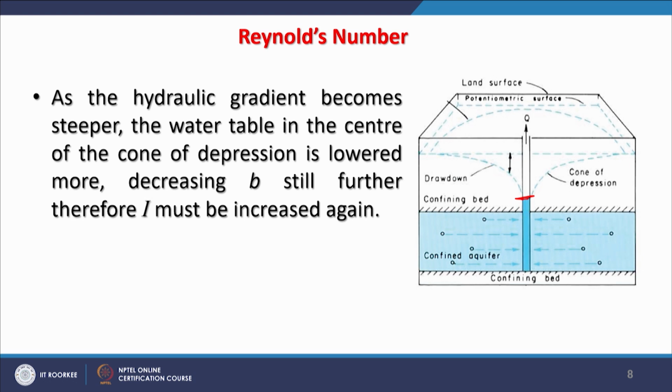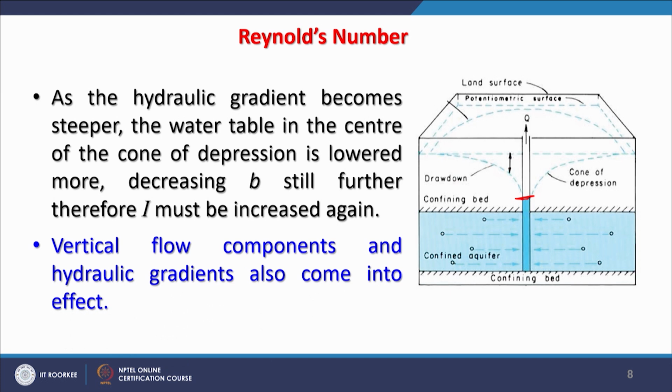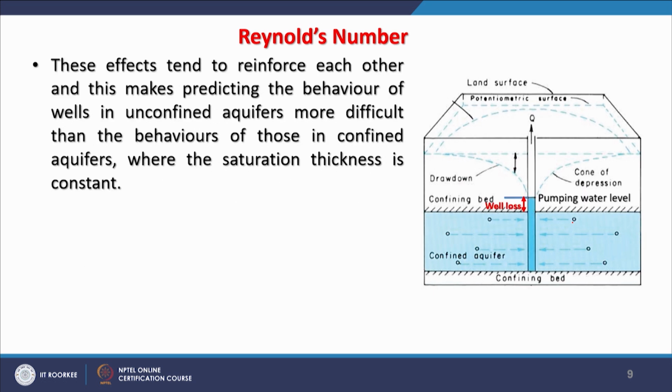So, the water table in the center of the cone of depression, which is this part, is lowered more, and therefore this cone of depression becomes sharper and deeper, and B decreases still further, therefore L must be increased again, which we have to manage. So, vertical flow components and hydraulic gradient also come into effect. Now, if it is going down, then these vertical flow components will also play an important role.